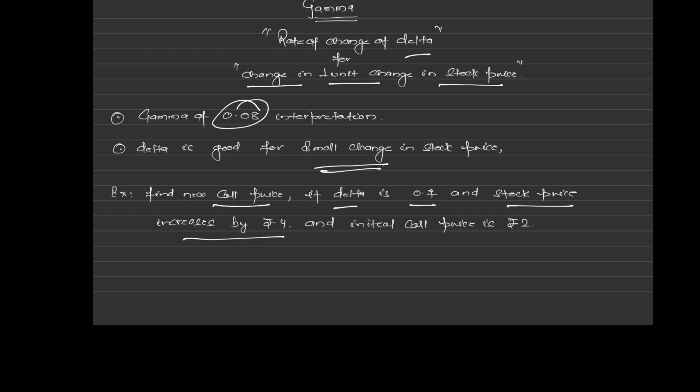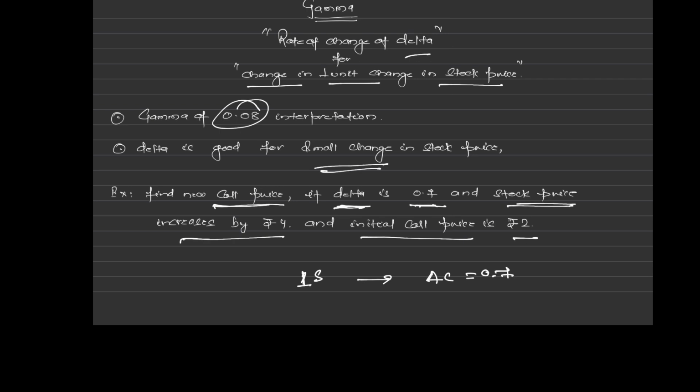Okay. Now, first of all, let's calculate the new call price if the delta is 0.7 and the stock price increases by 4 rupees. So it is saying that the delta is 0.7 and the initial call price is 2. You have to find out the new call price given the delta is 0.7. What is delta? Delta is, if the stock price changes by 1 unit, then the call premium changes by 0.7 unit. Okay.